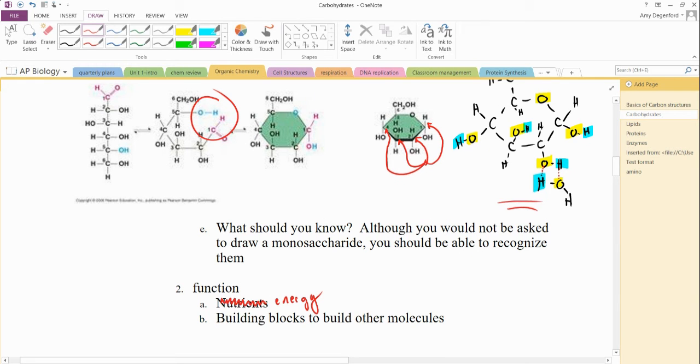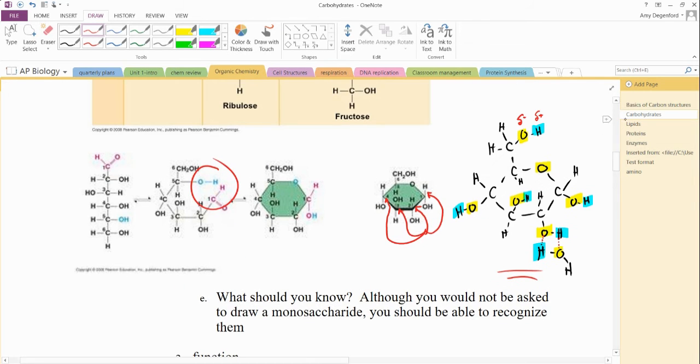Now, what should you know? You're not going to have to draw these, and you wouldn't have to know the difference between glucose and galactose. But you should be able to recognize, yes, that's a monosaccharide, and I know what it does. It mixes with water, it forms these polar bonds, and it forms these attractions, which you're going to have a question about right now.